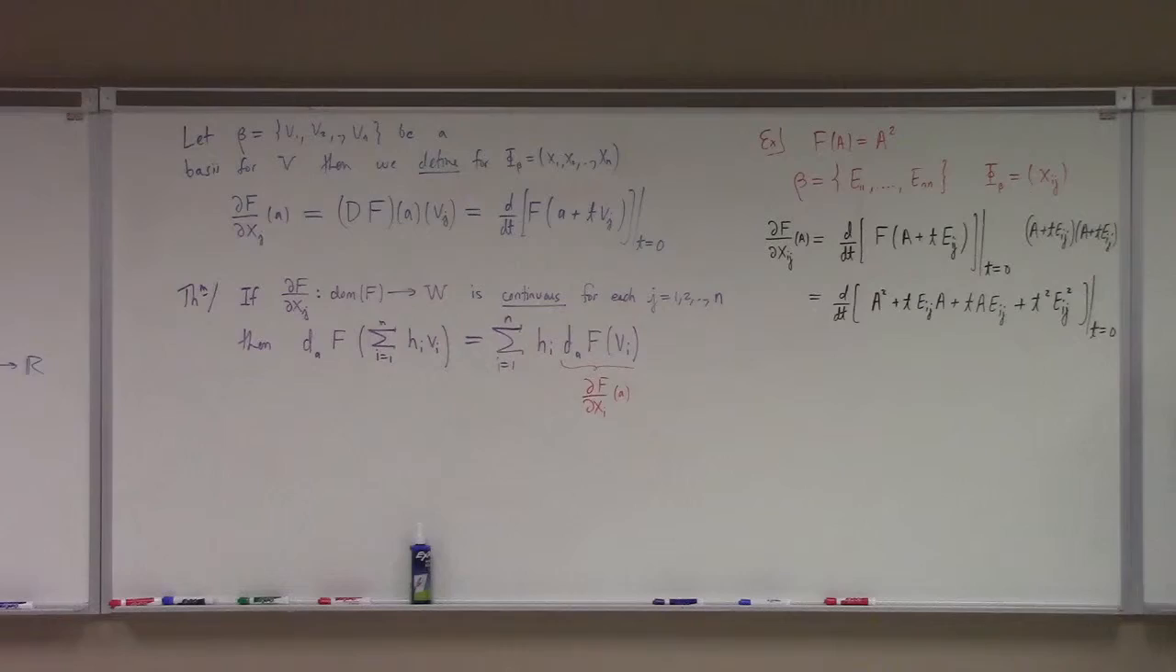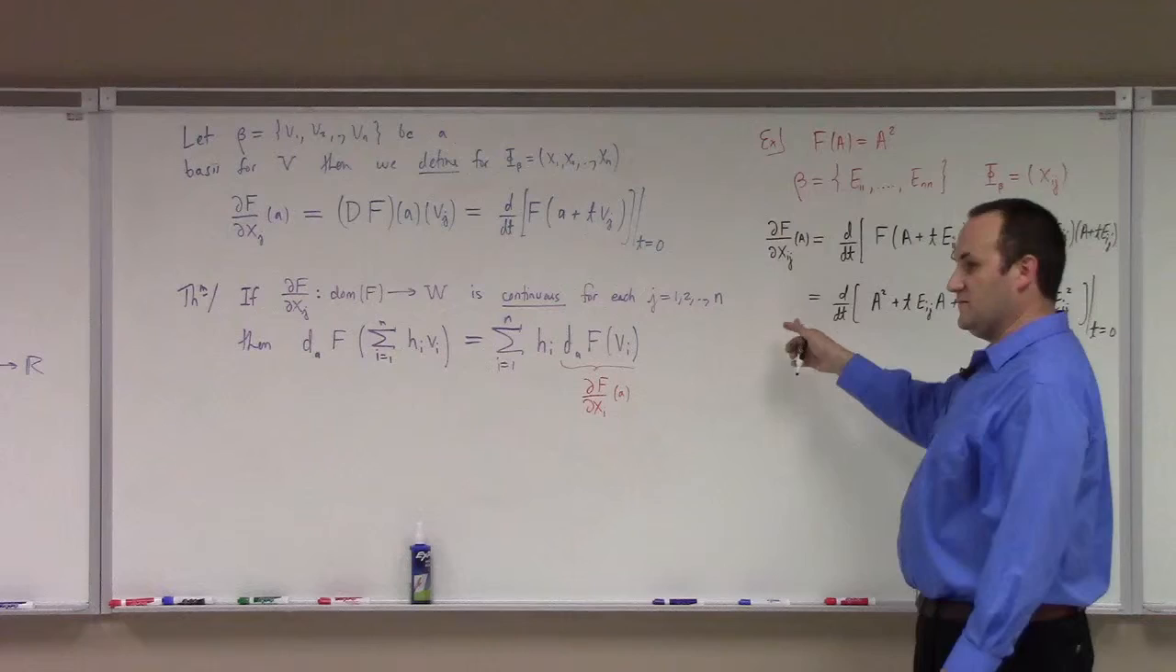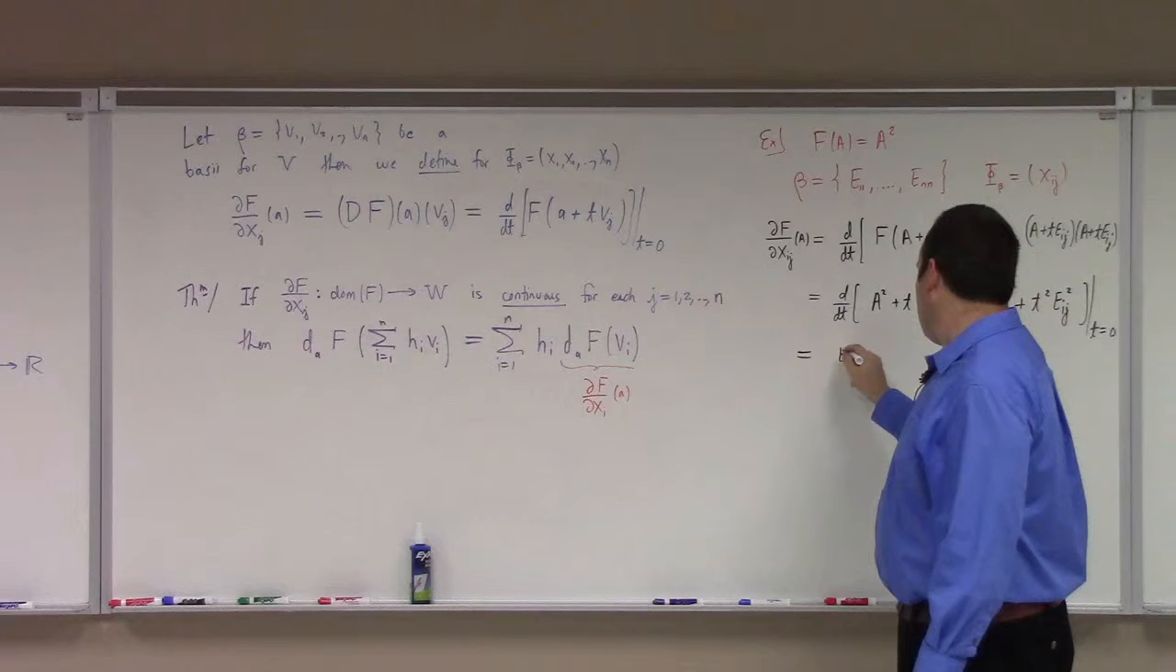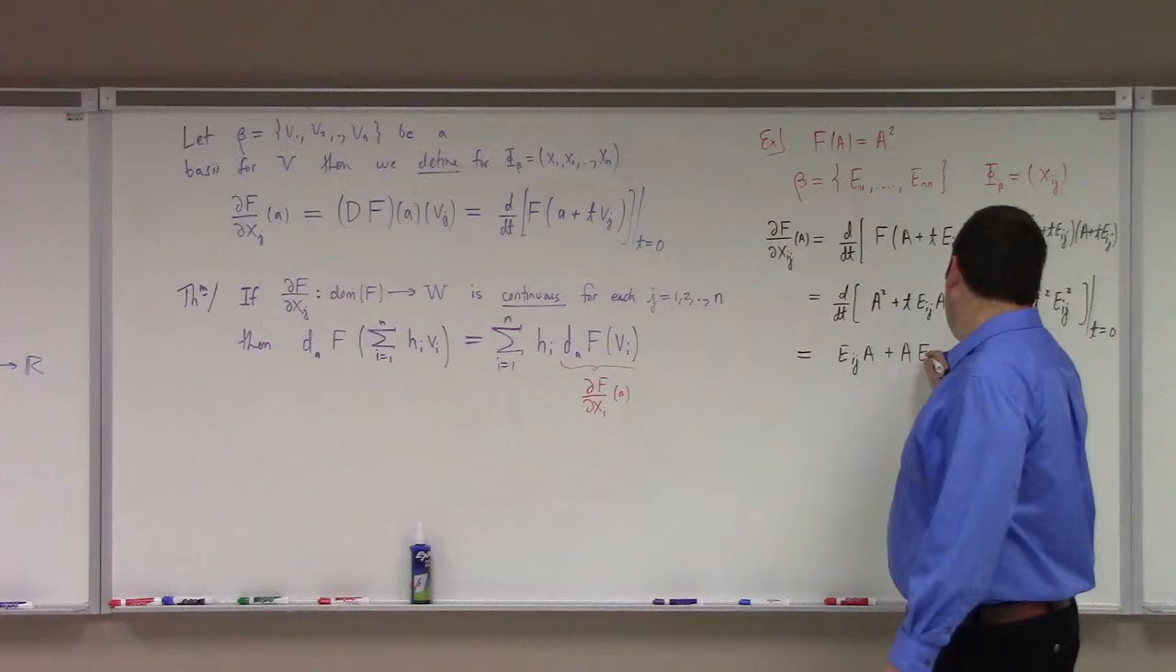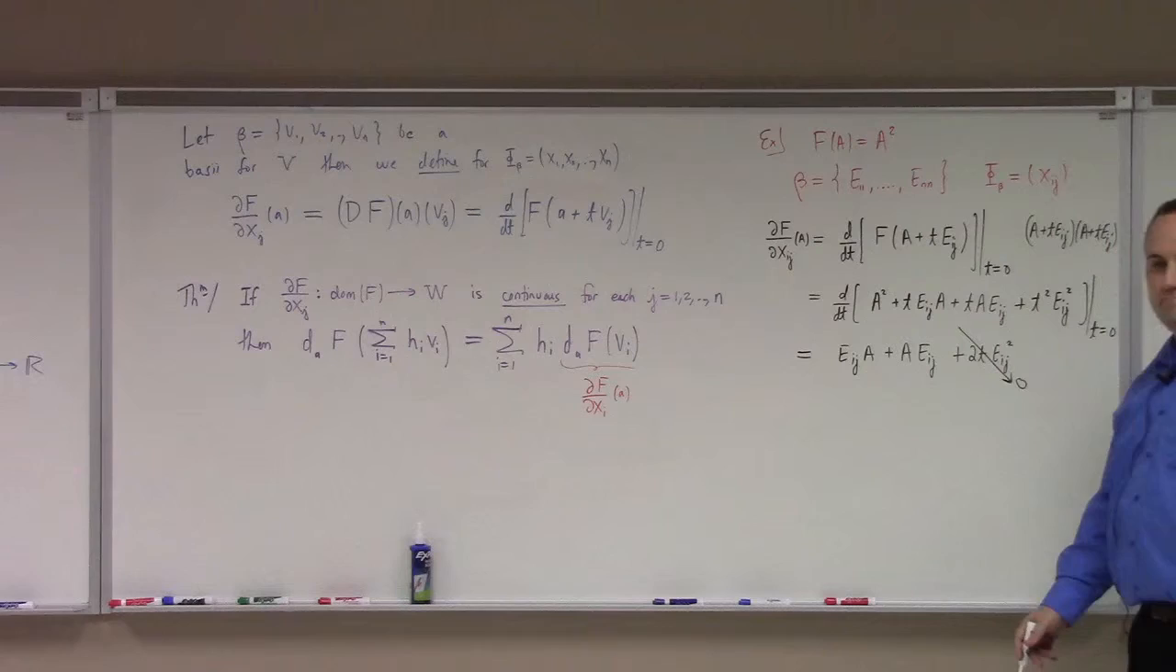Differentiating, we do component-wise, which means that it's just the intuitive thing you'd expect. You can basically just differentiate the t's, and if things are constants, they ride along. A squared differentiates to zero. It's got no t dependence. This becomes what? E_ij A plus A E_ij, and then plus 2t, E_ij quantity squared. But since we're setting t equal to 0, it's gone. Right? So there you have it. That's the partial derivative of f with respect to the ijth coordinate.